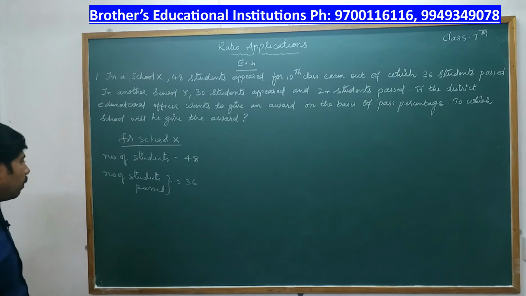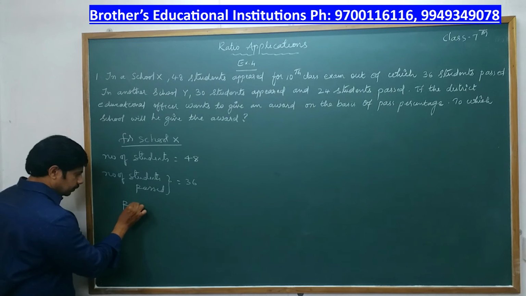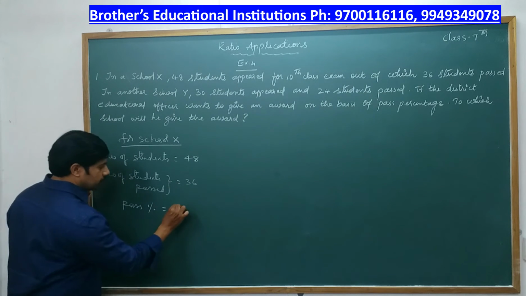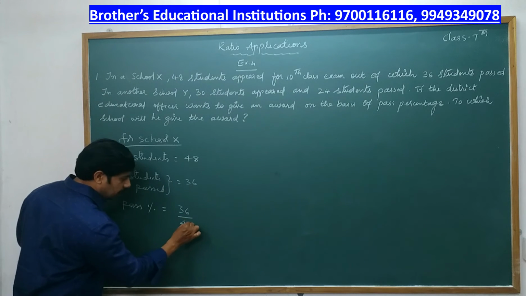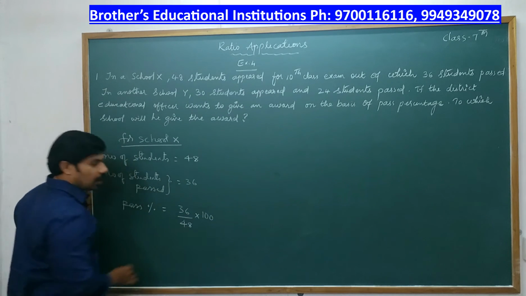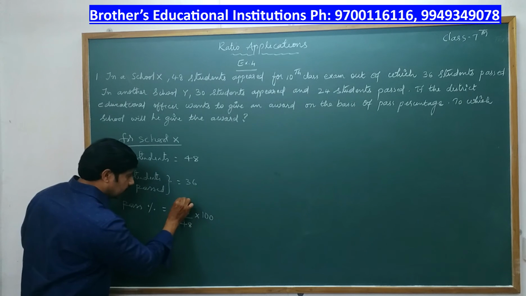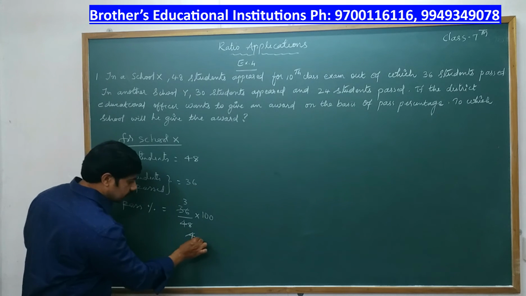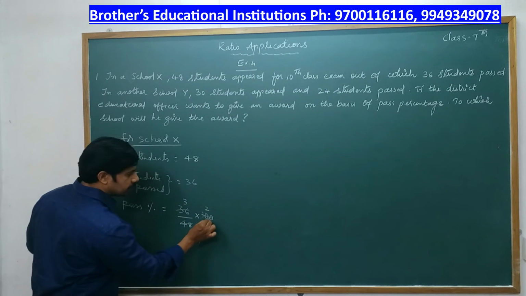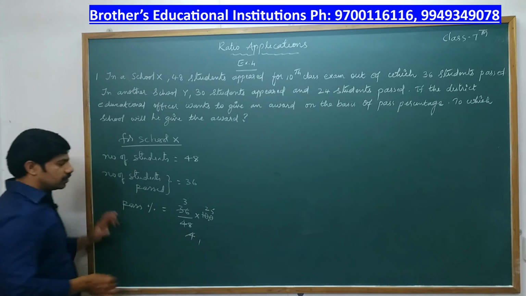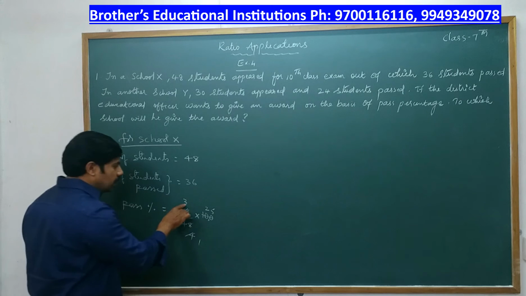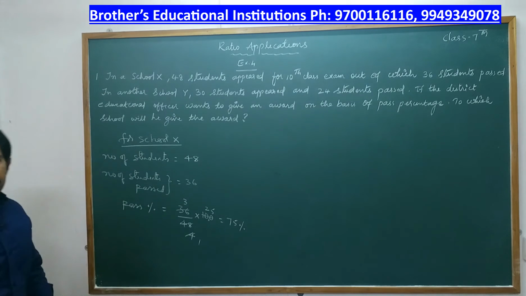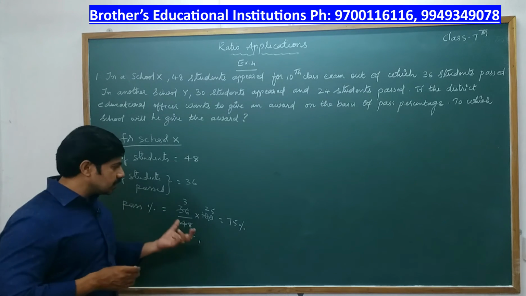Now we'll find out the pass percentage. Pass percentage is nothing but the number of students passed, 36, out of 48, into 100. So 12 3s are 36, 12 4s are 48. I cancel by 12. Then 4 1s are 4, 4 2s are 8, remainder 2, 4 5s are 20. So 4 was 25 times in 100. So 3 into 25 is 75%. So that means the pass percentage in school X is 75%.